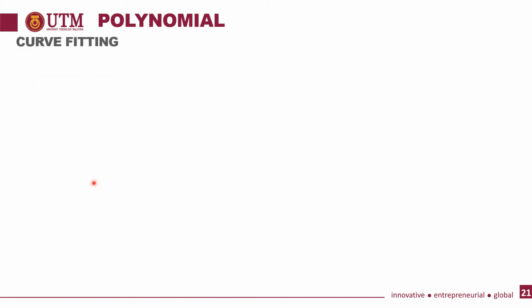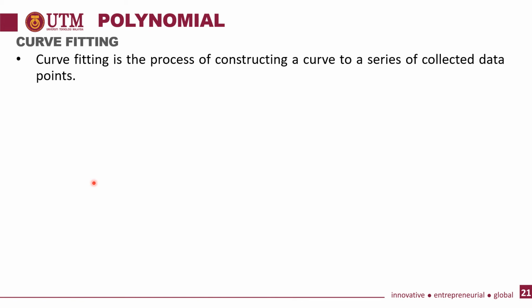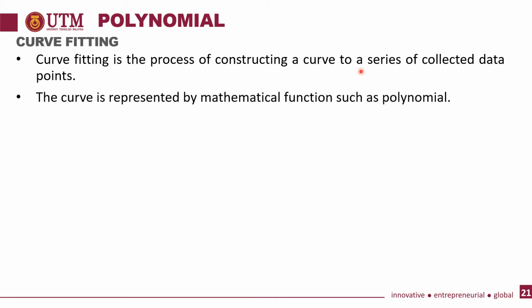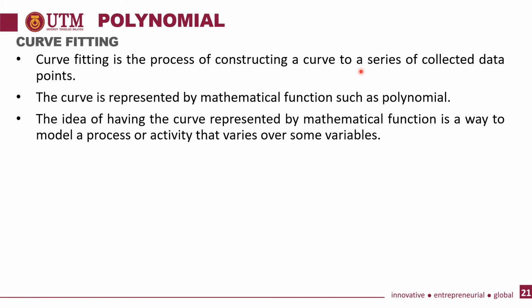Alright, so curve fitting. Curve fitting is the process of constructing a curve to a series of collected data points. So if you already collected some data, you can curve fit it. The curve is represented by mathematical functions such as polynomials. So if you have a curving line, it is represented by a polynomial expression. The idea of having the curve represented by a mathematical function is a way to model a process or activity that varies over some variables. So how do you translate the curve into a mathematical expression? You can use a polynomial. So that is the answer.